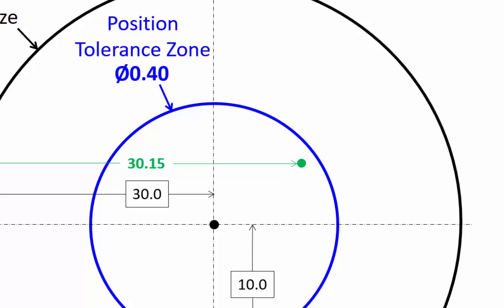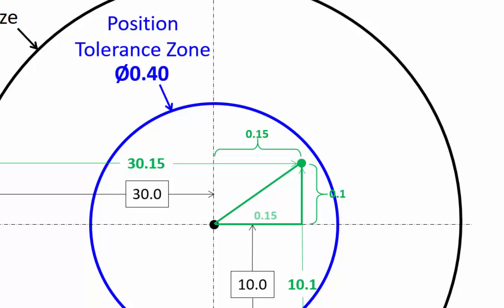In this case, the actual x-coordinate is 30.15 millimeters, which is a 0.15 millimeter deviation from the exact x location. The actual y-coordinate is 10.1 millimeters, which is a 0.1 millimeter deviation from the exact y location. We can calculate this distance, indicating how far the point is from the perfect location, by drawing this triangle. The base of the triangle is 0.15 millimeters, and the height is 0.1 millimeters.